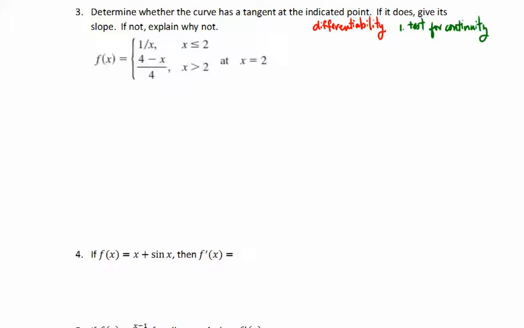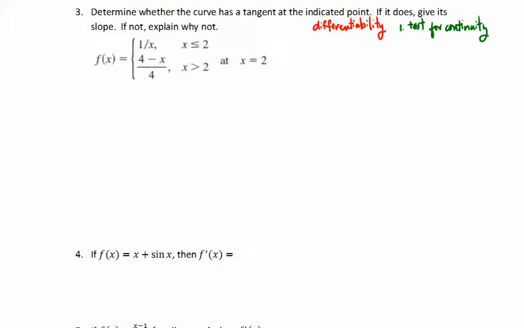First, we want to test for continuity. That means, does the branch to the left of 2 meet up with the branch to the right of 2 so that there is no gap, no discontinuity in the function? And the way we test that is simply to plug in 2 into each side. So when we plug in 2 into 1 over x, we get 1 over 2.